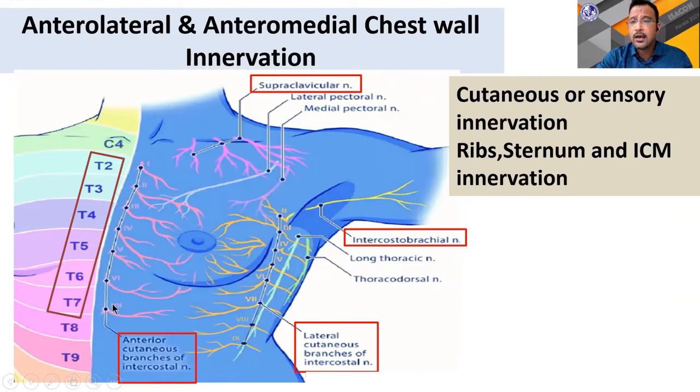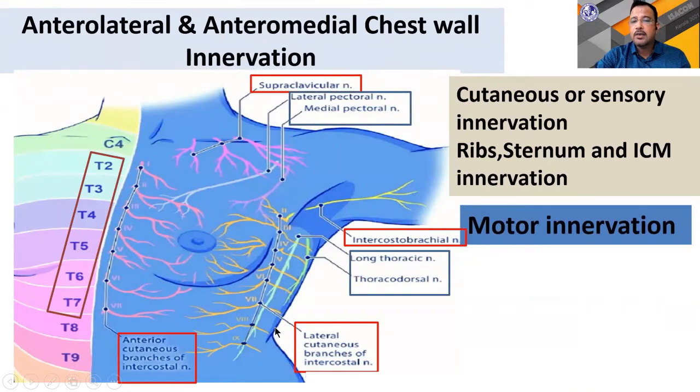Also, you get innervation of the ribs, the sternum, and the intercostal muscle from these intercostal nerves, and you have the motor innervation from the lateral pectoral nerve, the medial pectoral nerve, the long thoracic nerve, and the thoracodorsal nerve, which are a part of the brachial plexus.